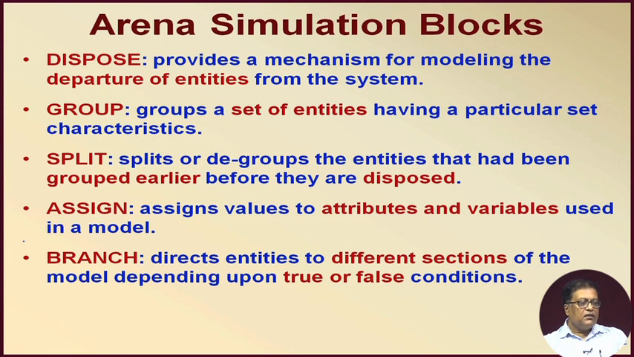What is branch? It directs entities to different sections of the model depending upon a true or false condition. So, supposing there are two alternate paths to be taken, or two different sequences for two different conditions, then based on whether that condition is true or false, the entities take different paths.